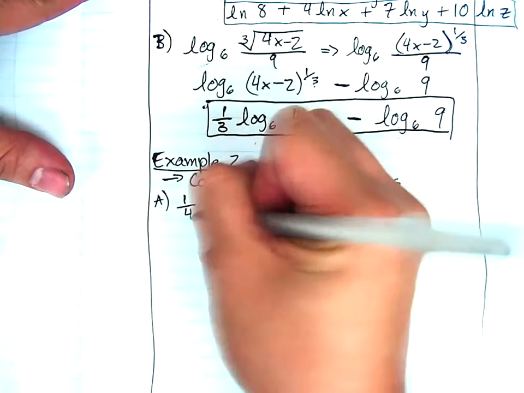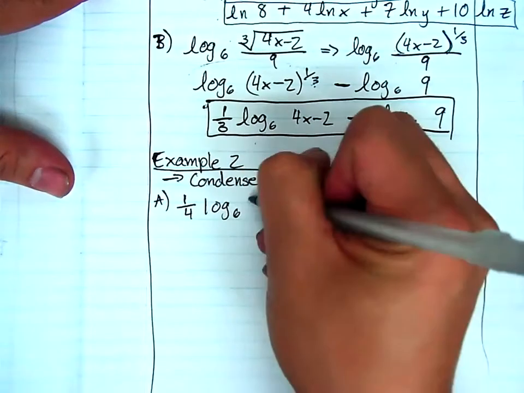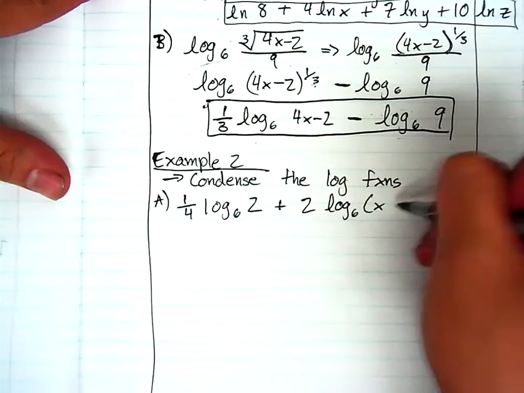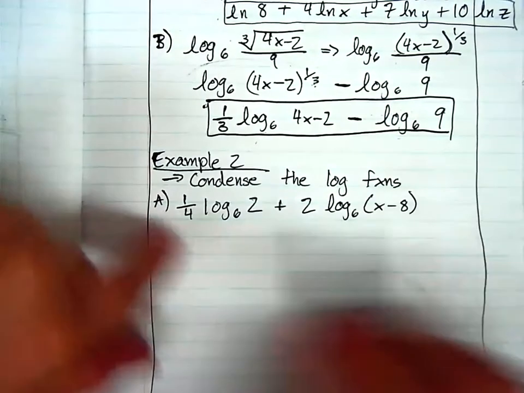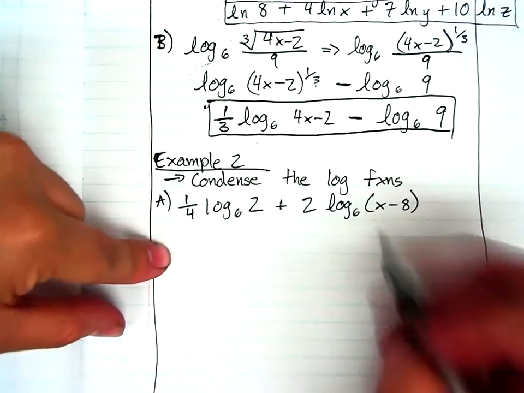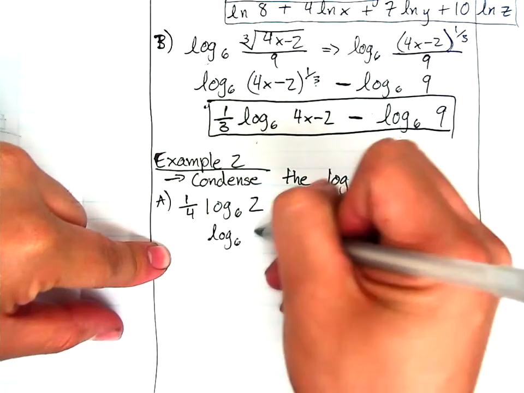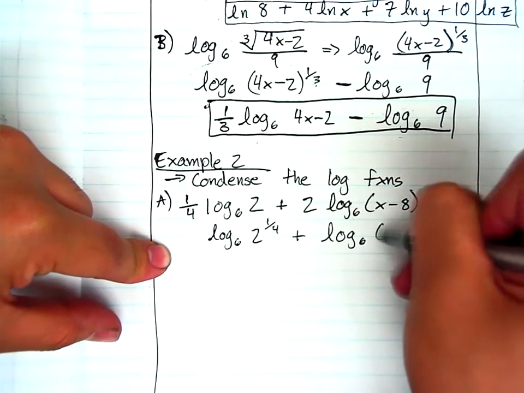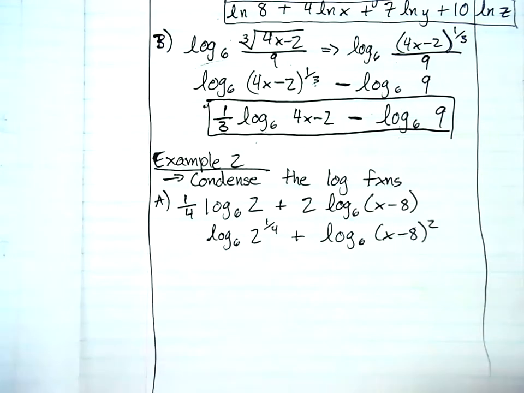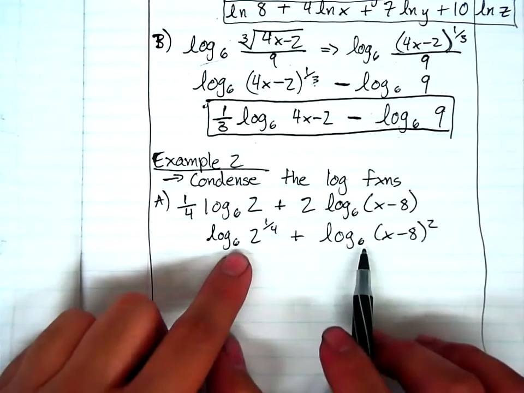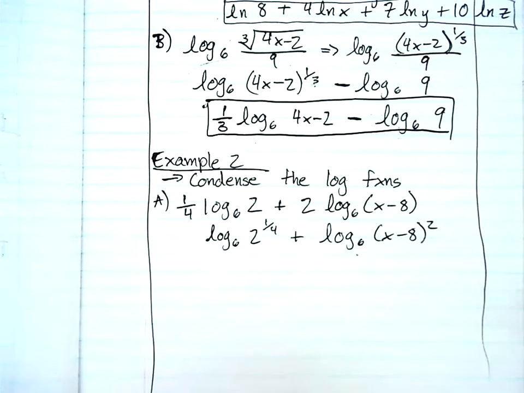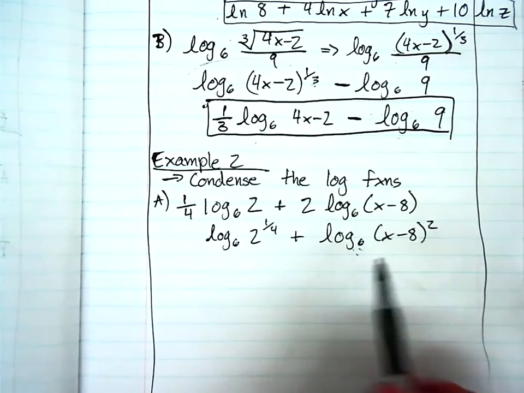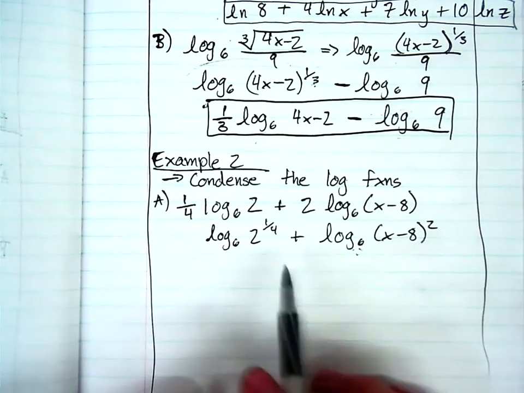I want to condense 1/4 log base 6 of 2 plus 2 log base 6 of x minus 8. Okay, so the first thing I'm going to have to take care of are the powers. So I have log base 6 of 2 to the 1/4 plus log base 6 of x minus 8 to the 2nd power. Because they have the same base, I can condense it into a single logarithm. If this were a 6 and this were an 8, I would not be able to do that, and I would have to leave it as whatever it would be here.